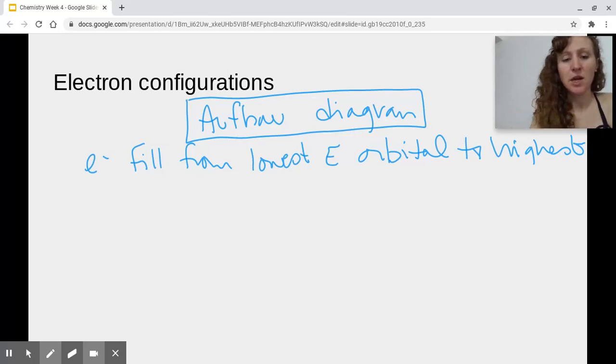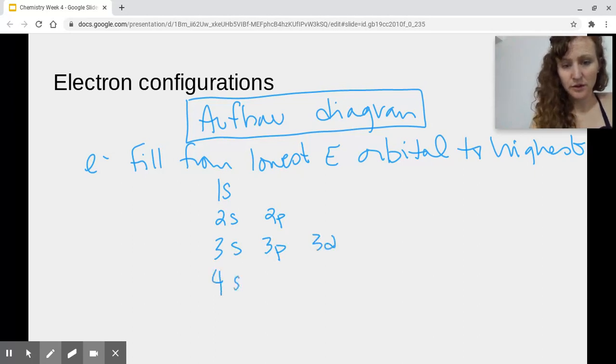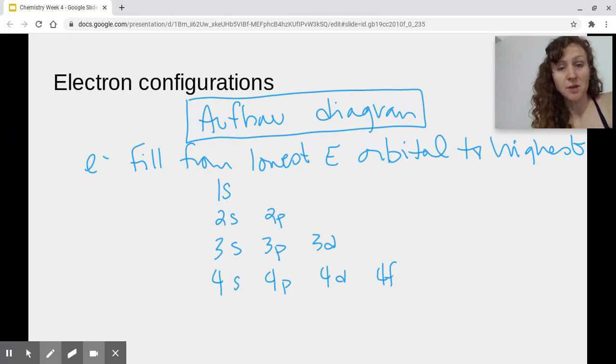with the shapes that occur inside them. So the first energy level just has 1 shape. The second energy level has 2 shapes. The third has 3. The fourth has 4. And then after that, we only have 4 shapes. We run out of shapes. They all just have 4.